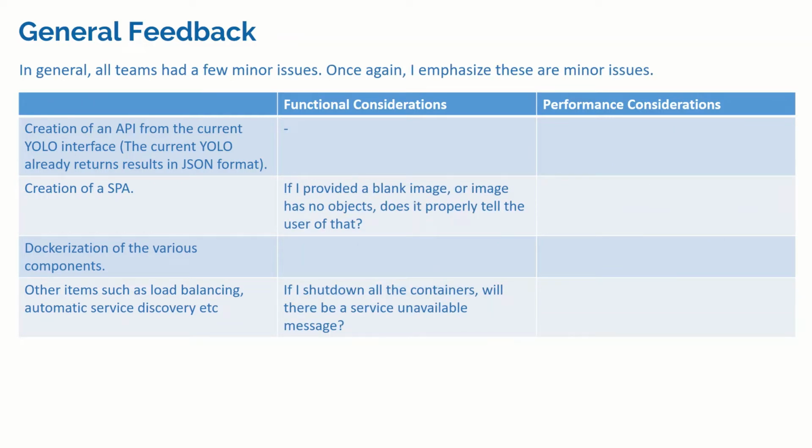In general, all the teams had a few minor issues. Once again, these are very, very minor. You don't really lose points because of these, but they are just things that you should take care of. For example, if you have a blank image, or if the image has no objects, does it properly tell you that? If I'm able to shut down all the containers and there are no services available, does it tell me that the service is unavailable? Meaning that in general, does it fail gracefully or not?